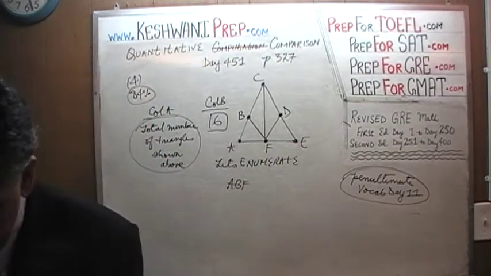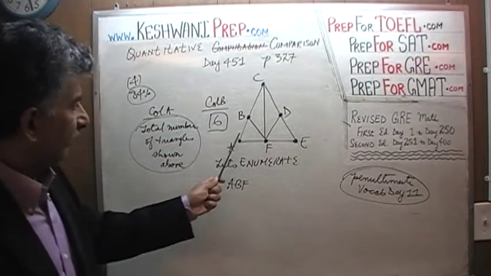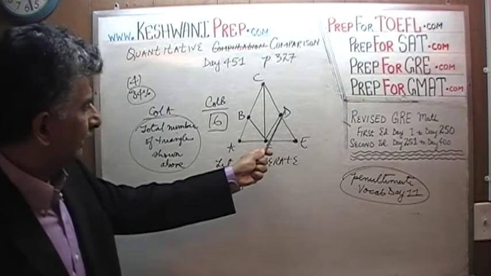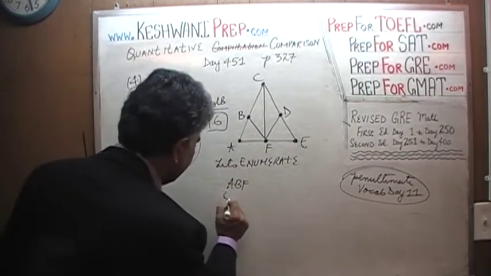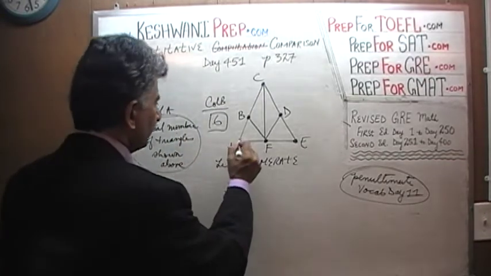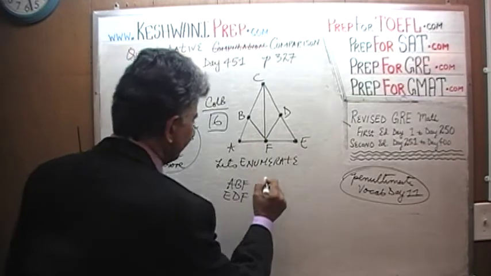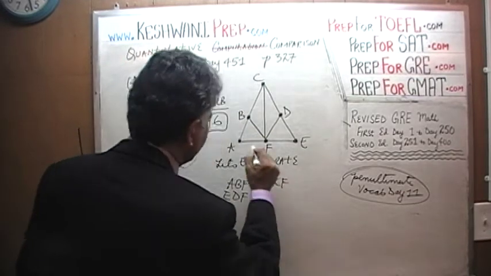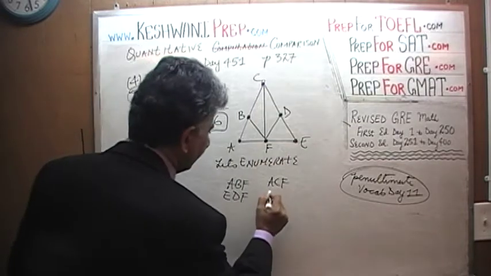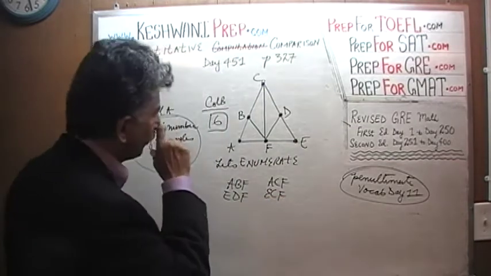And immediately we are going to take care of the mirror image of A, B, F. The mirror image of A, B, F is E, D, F. So that pair is taken care of. Now let's go to this one here, A, C, F. The mirror image is going to be E, C, F. There should be one more pair.